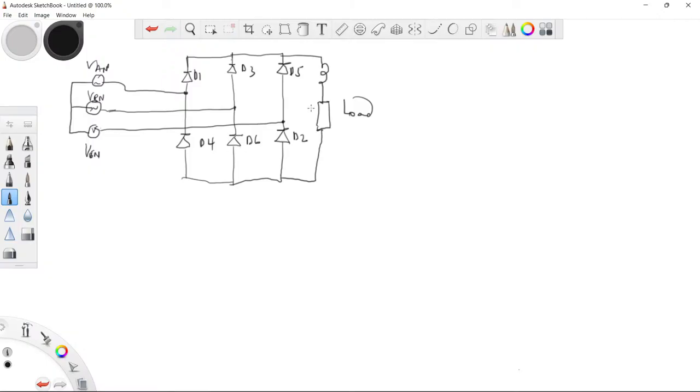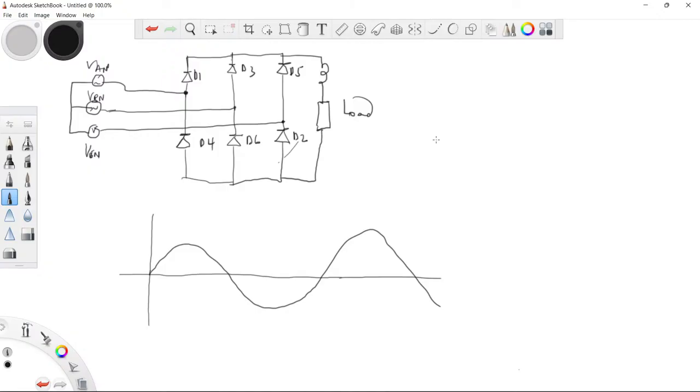So from initial principles, we know that if VAN is maximum compared to the other two, then D1 will supply. I'm sure you remember that. Let's see how this circuit works. We know that my VAN is given by E sine omega t. For three phase, E sine omega t.